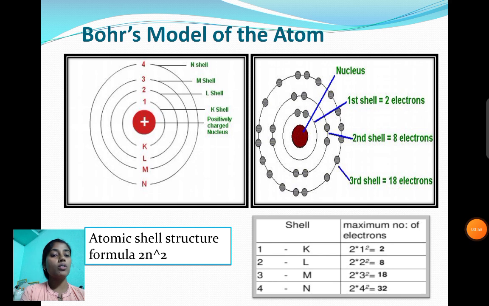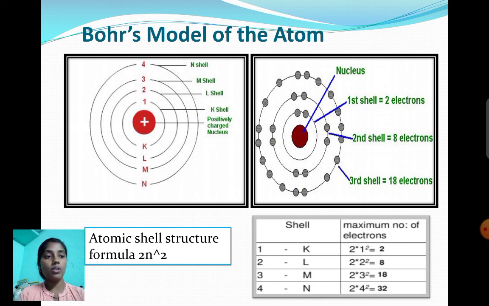Electrons are distributed in defined paths around the nucleus, called shells or orbits. This concept was introduced by Niels Bohr. According to Bohr, different electrons revolve around the nucleus in their own different orbits.